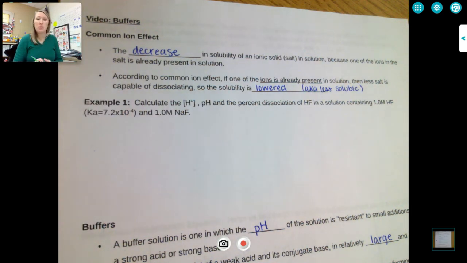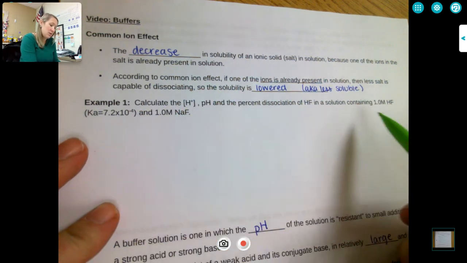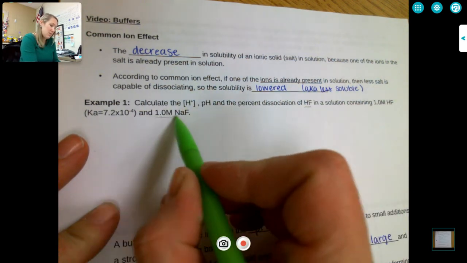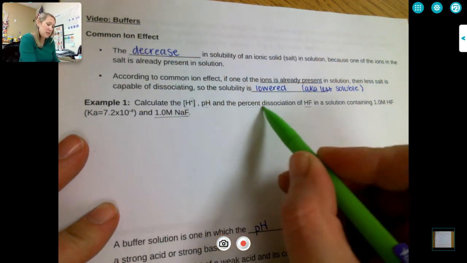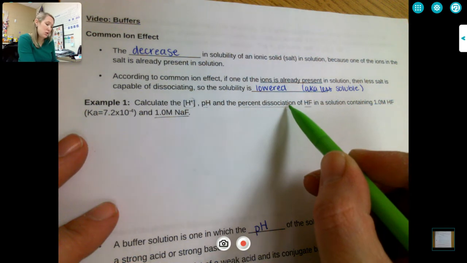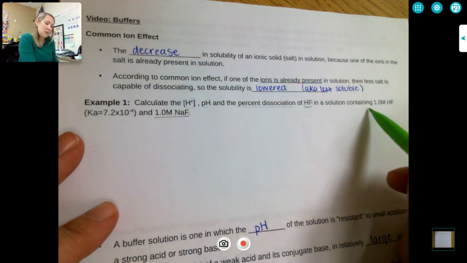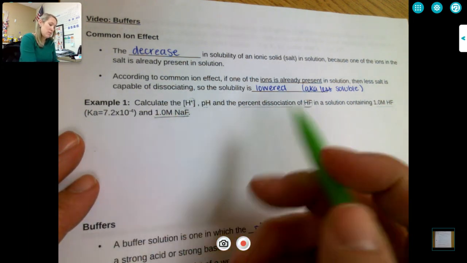And we can go about looking at a solution of an acid with its conjugate base in solution, and we can do what we've done before. And then we'll talk about a shortcut, which will be much, much needed. So first, if we have a solution of HF, and then we also have sodium fluoride, we're going to calculate the hydrogen ion concentration, pH, and the percent dissociation. So this is the amount of hydrogen ions compared to the original concentration of our hydrofluoric acid in a solution that contains 1 molar hydrofluoric acid and 1 molar sodium fluoride.